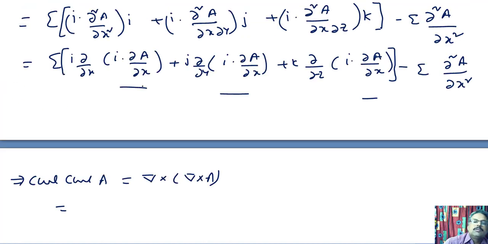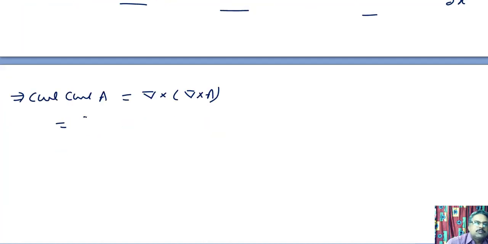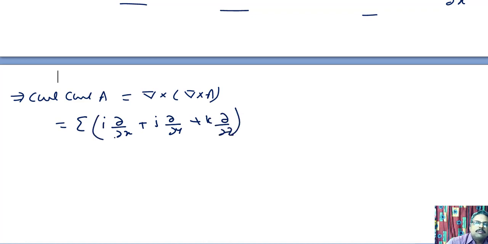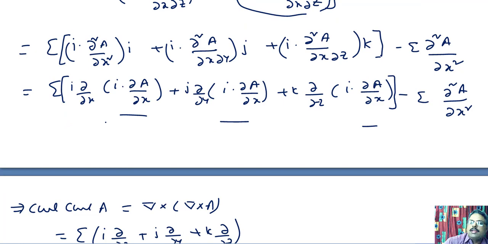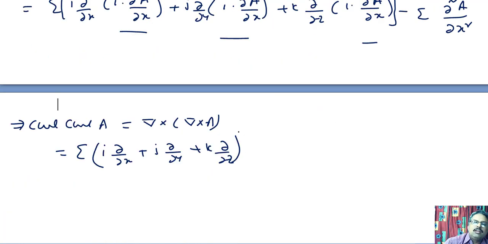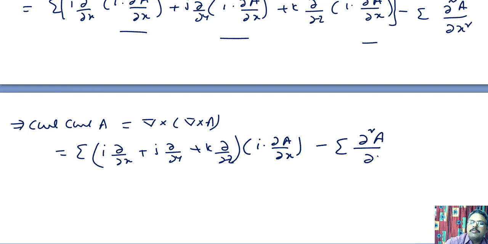equals to, now sigma I dot dou by dou x plus j dot dou by dou y plus k dot dou by dou z. Sorry, I dou by dou x first term. So here j dou by dou y, k dou by dou z of I dot, the common term is I dot dou A by dou x, minus sigma dou square A by dou x square.